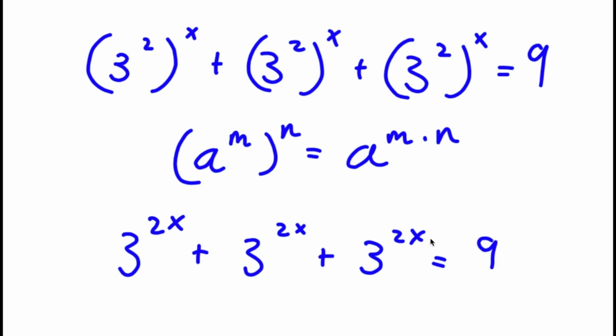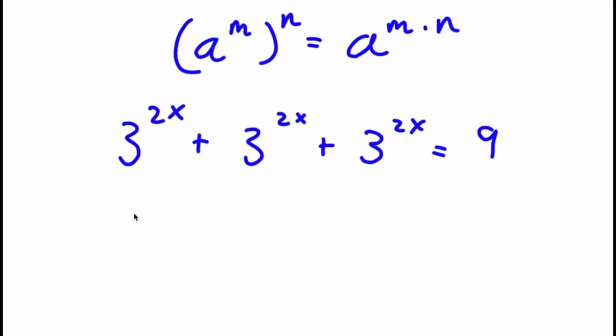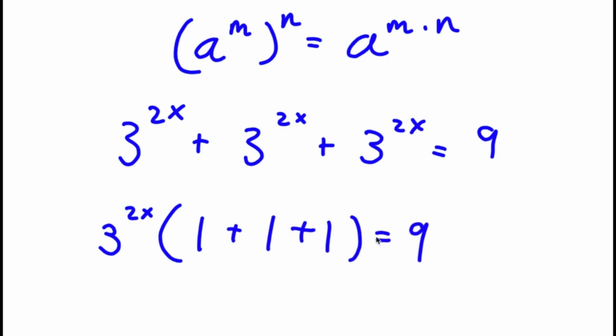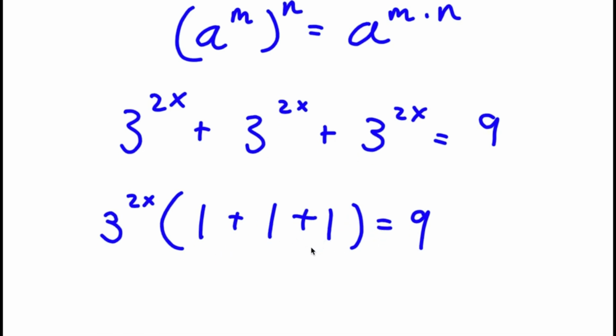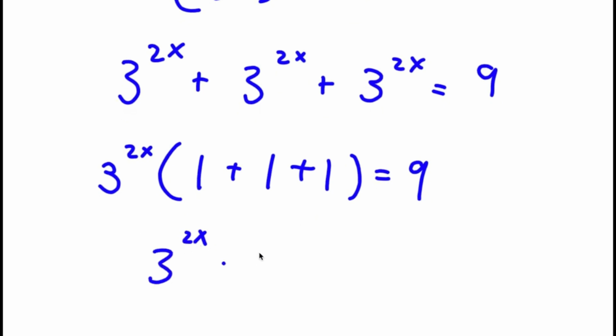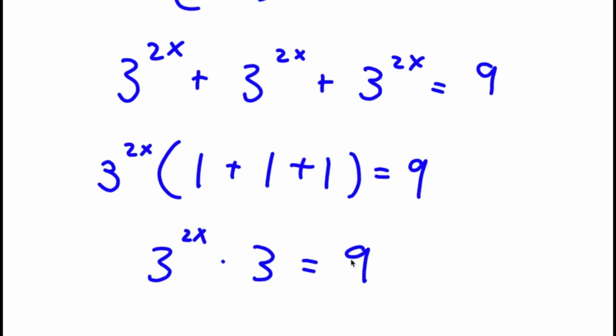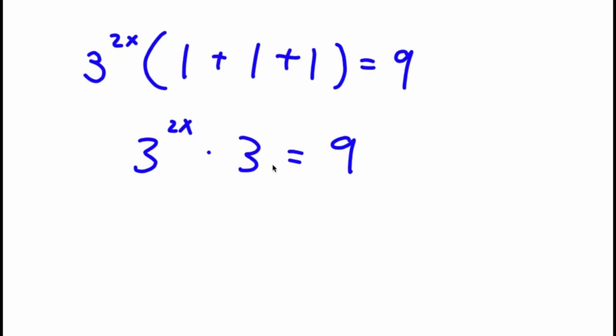Now from here, if I factor out 3 to the power of 2x from my left-hand side, I get 3 to the power of 2x times (1 plus 1 plus 1) is equal to 9. Now 1 plus 1 plus 1 is simply going to equal 3. So now I have 3 to the power of 2x times 3 is equal to 9. Now notice how both of these bases are 3. So I also want to convert 9 into something in the base of 3. Well, 3 to the power of 2 is equal to 9. So if I replace 9 with 3 squared, I get 3 to the power of 2x times 3 is equal to 3 to the power of 2.